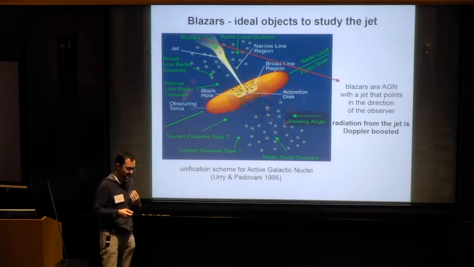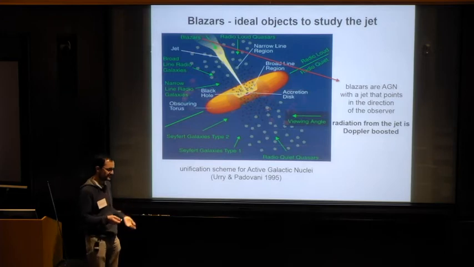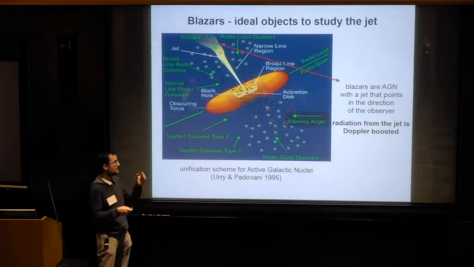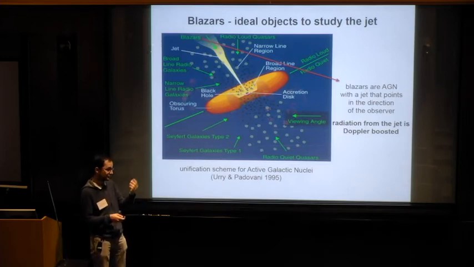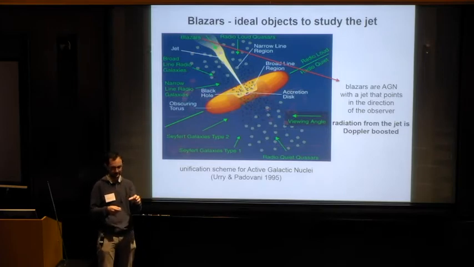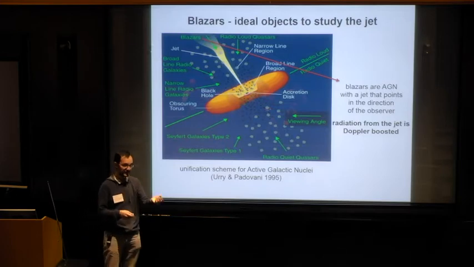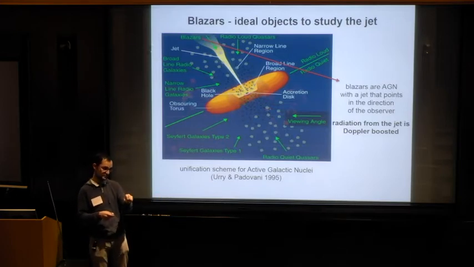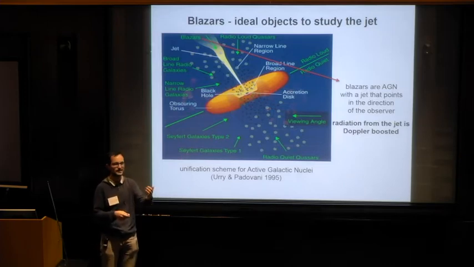So if I'm interested in studying what's happening in the jet, what are the objects that I should look at? I should look at these blazars. Blazars are AGNs with a jet, and the jet is pointing in the direction of the observer. Since the matter in the jet is so relativistic, if the jet is pointing towards me, the radiation that is emitted from the jet has a very strong Doppler boosting, like an ambulance which is coming towards me.